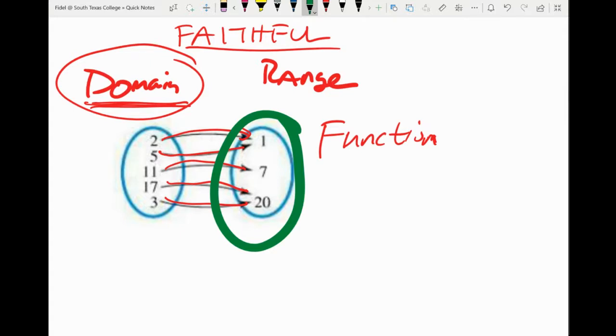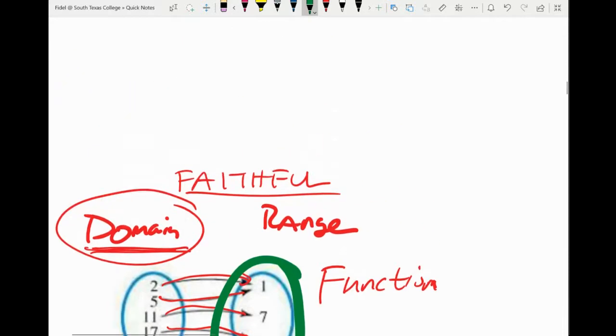Later on, we're going to talk about these things called one-to-one functions, and then the people in the range have to be faithful too. But in order for it to be a function, everybody in the first set can only hook up with one person over here, okay? They can't be hooking up with more than one person.